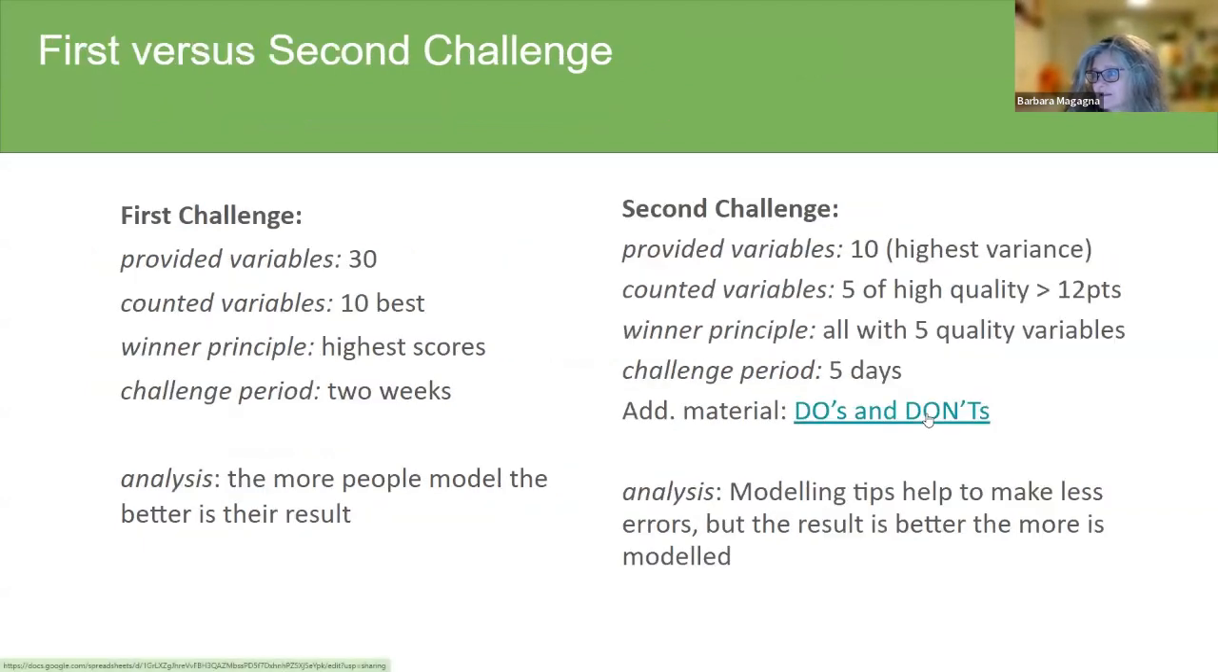We had two challenges. The difference is, at the beginning, we had 30 variables. In the second challenge, we had only 10, those with the highest variance from the first challenge. In the second challenge, only 5 counted, with the highest quality. So the quality means that they could address each of the atomic parts and assign them semantic artifact concepts. The winning principles at the beginning, at the first one, was the highest scores, and the second was that everybody got a share from the prize spot, and the time was also different. The first challenge was 2 weeks, the second 5 only, but in the second challenge in October, we included do's and don'ts, so tips on how to model based on the insight we had from the first one. So people were more informed afterwards.